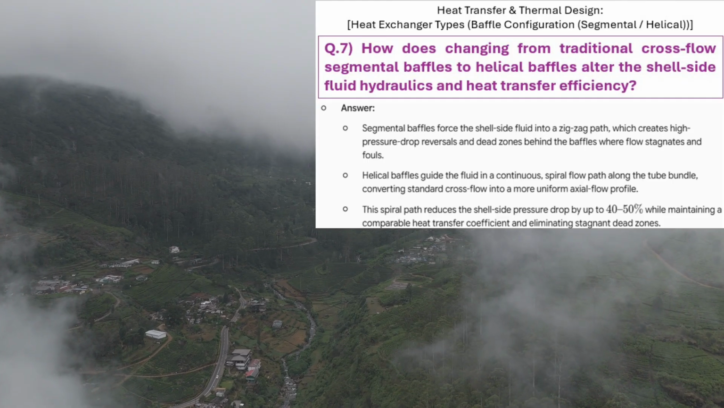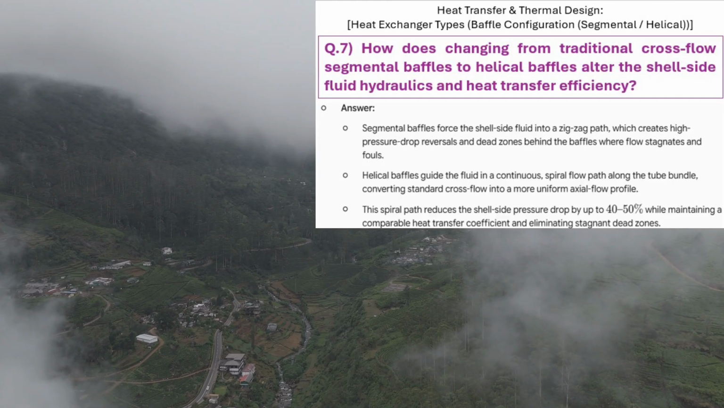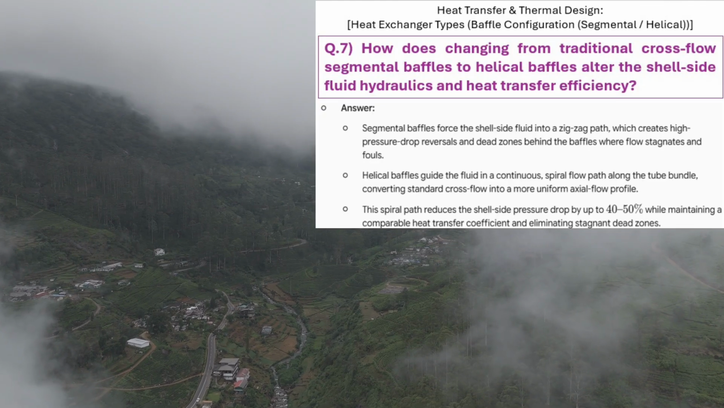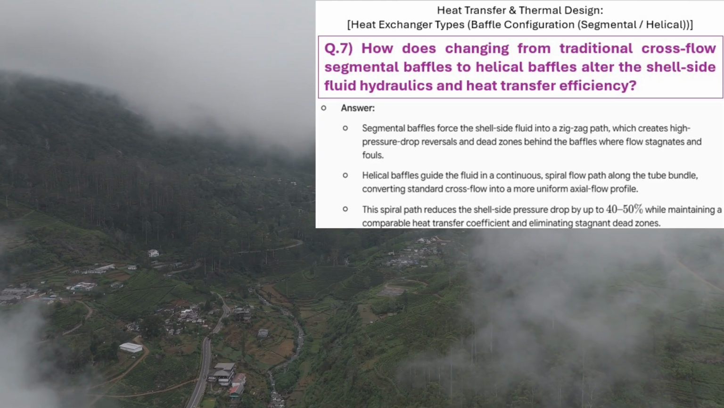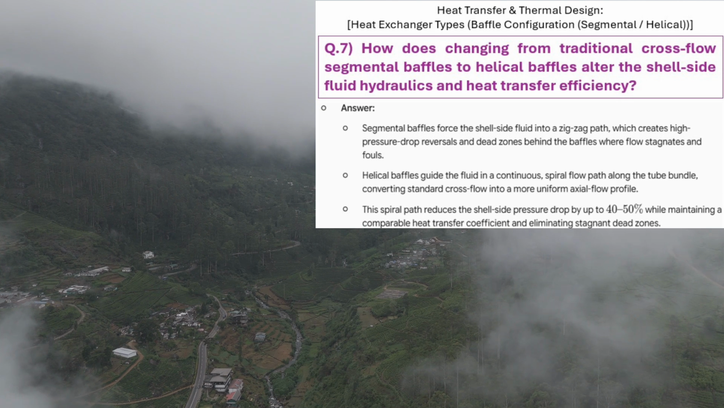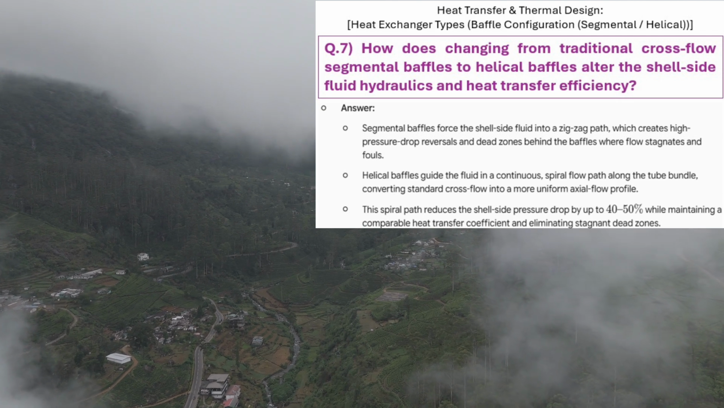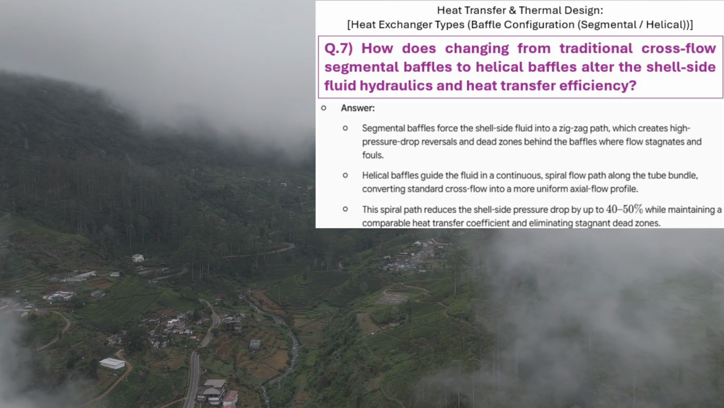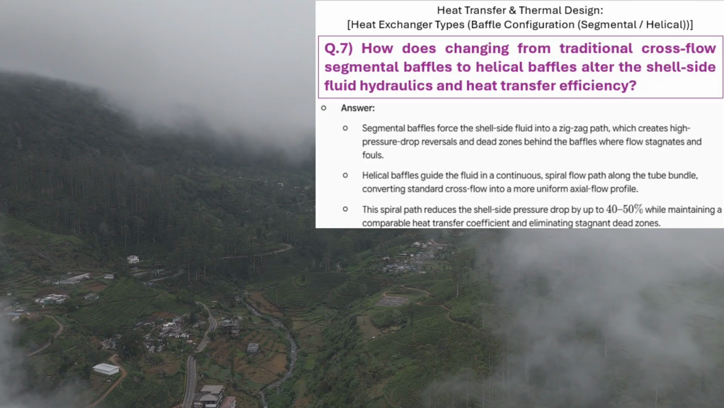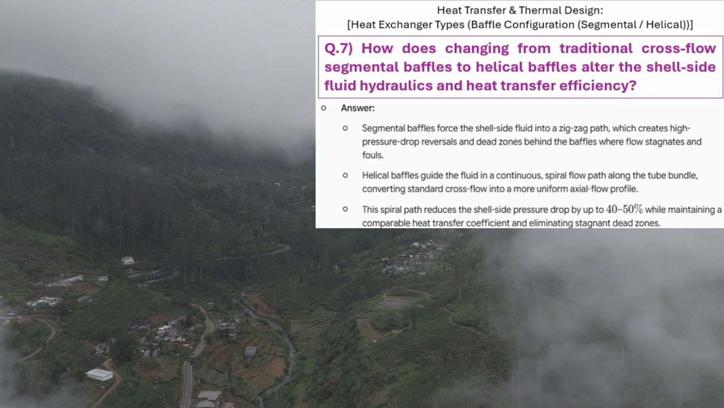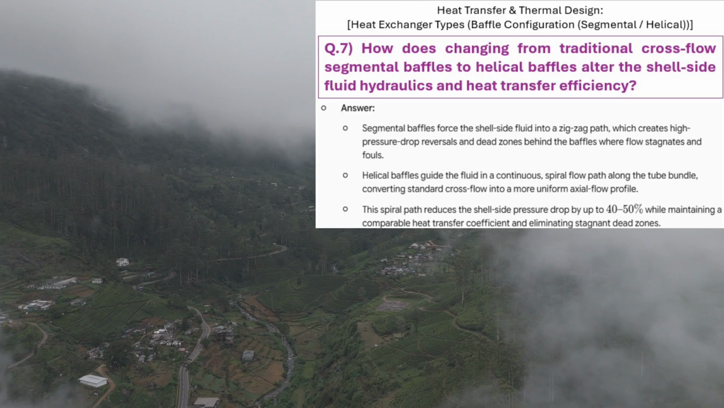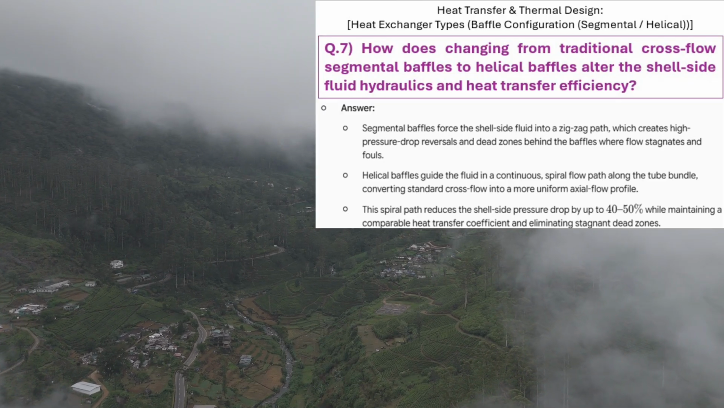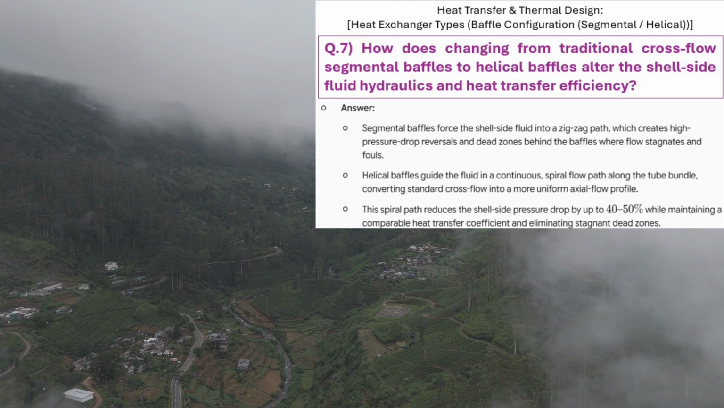But there is a mechanical manufacturing caution there, isn't there? A very strict one. Helical baffles require vastly more unforgiving manufacturing tolerances. If the helical plates do not perfectly mate with the inner shell wall, the high-pressure fluid simply bypasses around the outer edges, completely short-circuiting the spiral path and entirely negating all thermal and hydraulic advantages. You must rigorously audit the fabrication shop.